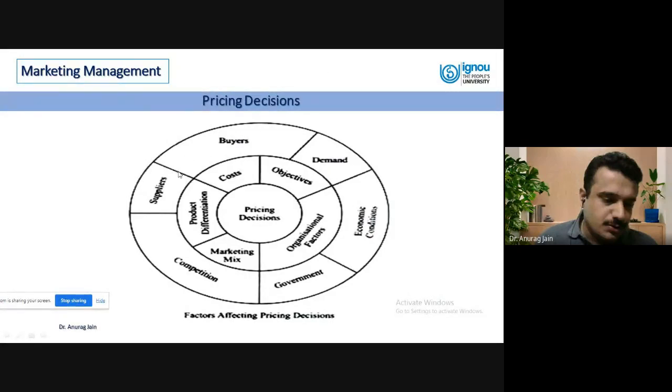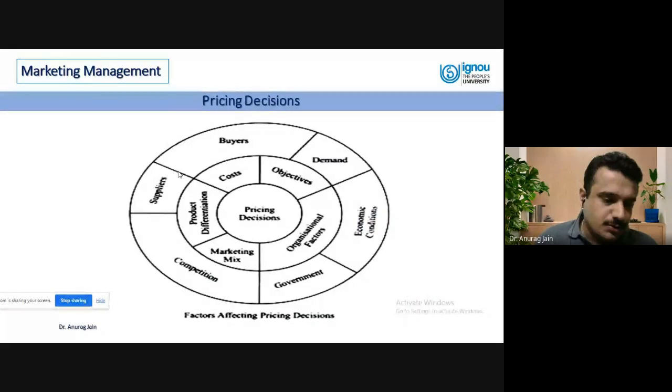So how many buyers are there for your products? How many people are ready to accept the products which you offer in the market? And that is going to impact your pricing decision. How much demand is coming from the market, right? How many people are willing to buy your products and ready to pay the price which you are quoting, and that will help you to determine the price of your products.